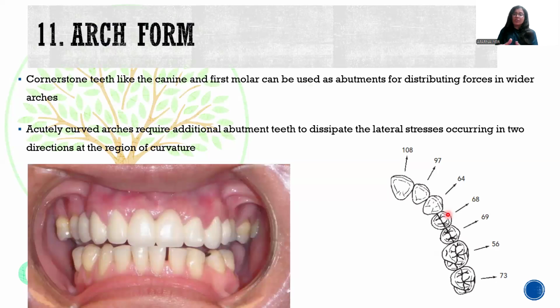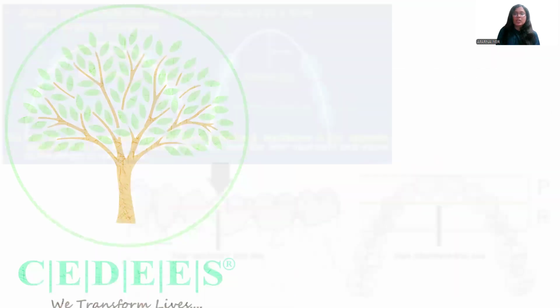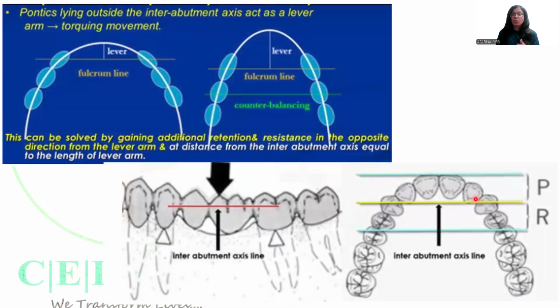Now, the arch form also affects our treatment plan. Depending on the tooth which we are replacing, each tooth exhibits different types of lateral stresses in excursive movements. So, when the patient is using the prosthesis to chew food, suppose we are replacing missing maxillary central incisors. Now, you need to take your abutment teeth, definitely your lateral and your canine. So, this is your primary fulcrum line. But the pontic is lying outside the interabutment axis line, and this will form your lever arm, which will rotate around your fulcrum line.